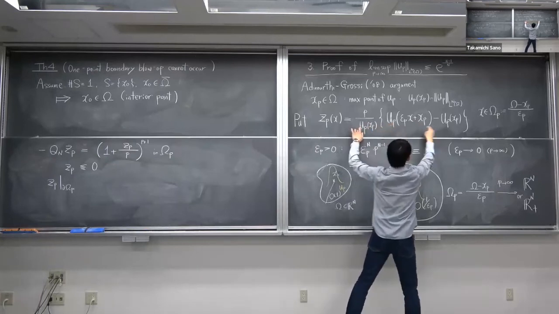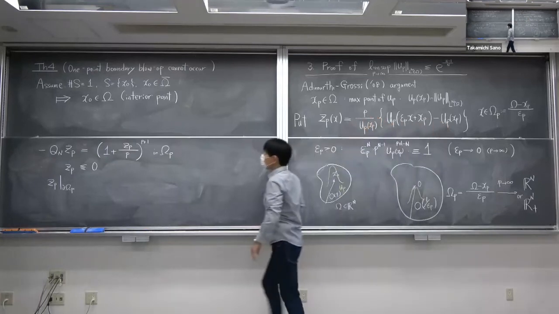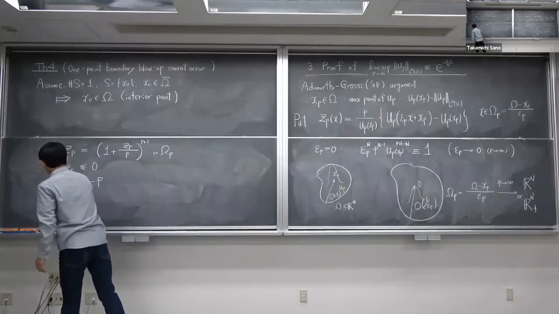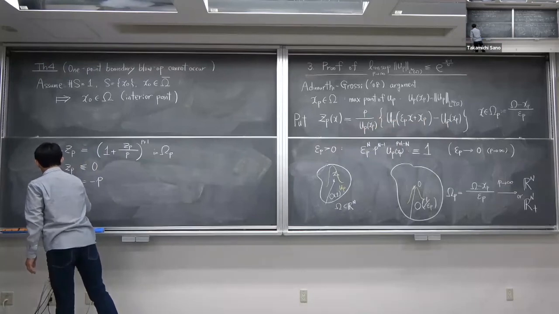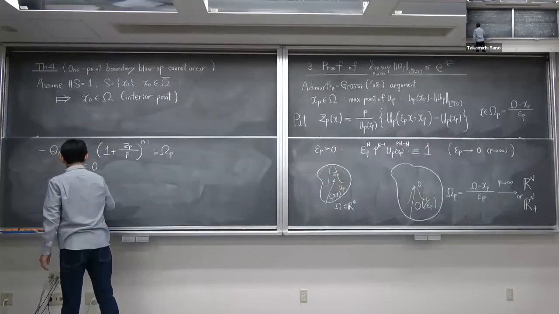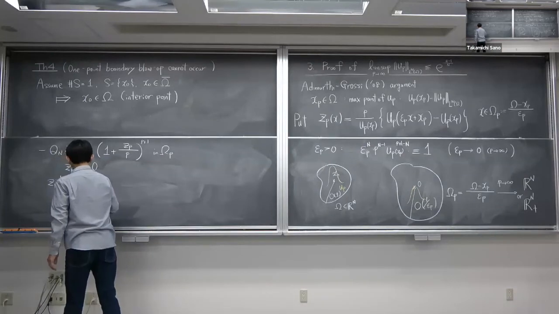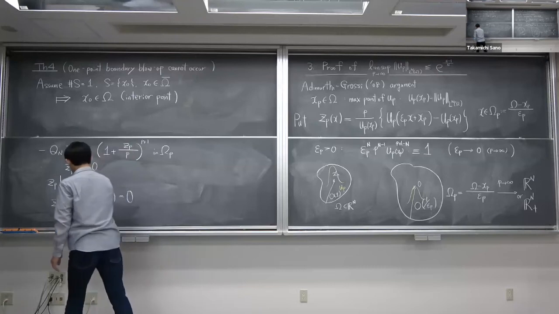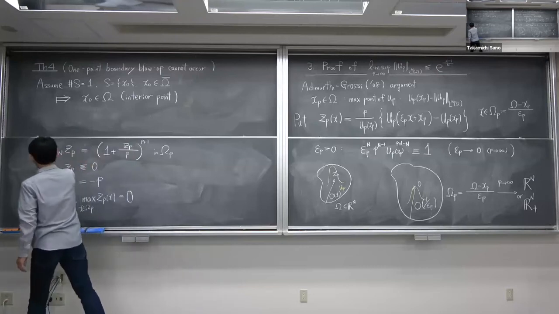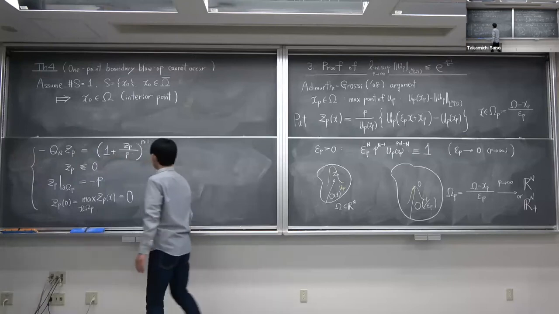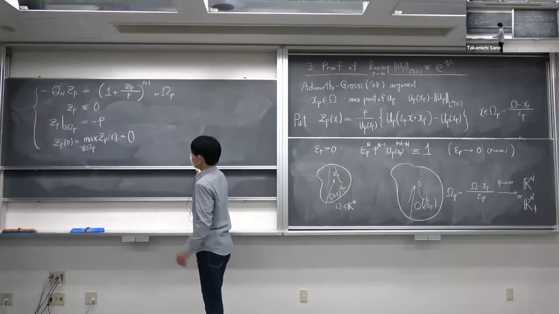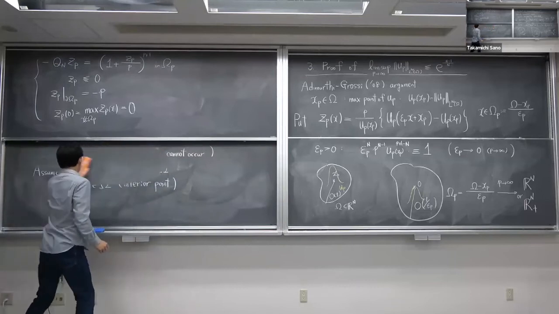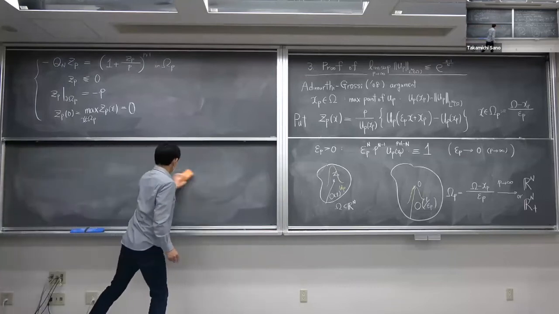Therefore, u_p(x_p), this one, z_p is equal to minus p, and z_p is 0. This is the maximum point, and this is equal to 0, is satisfied. And the trick is like this.